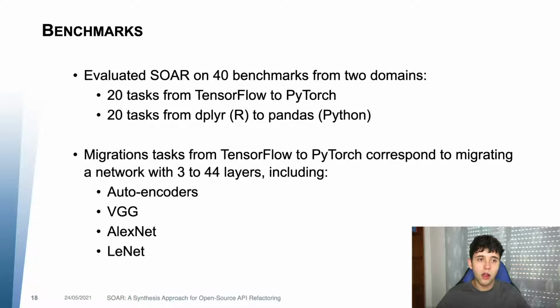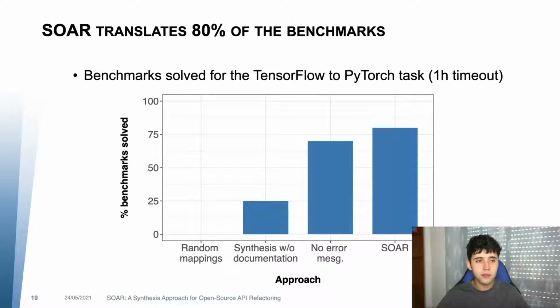For this talk, I'll only be focusing on the TensorFlow to PyTorch results, but you can find more details regarding the second task in the paper. So for the TensorFlow to PyTorch tasks, each benchmark corresponds to migrating a neural network with between 3 and 44 layers, including some popular architectures, namely autoencoders, a family of VGGs, AlexNet, LeNet, among others.